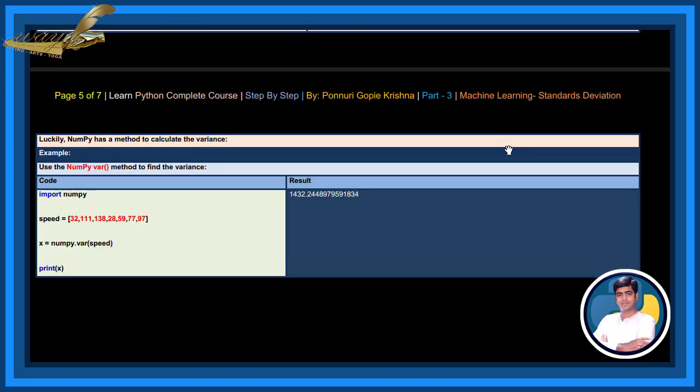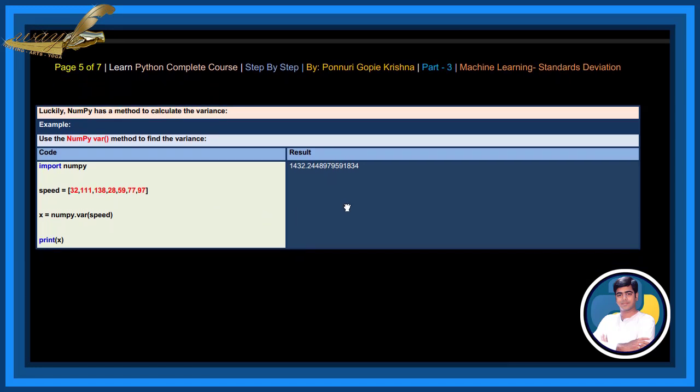Luckily, NumPy has a method to calculate the variance. Use the NumPy var method to find the variance. By using the numpy.var method, we will find the variance. See the result, we find the variance.